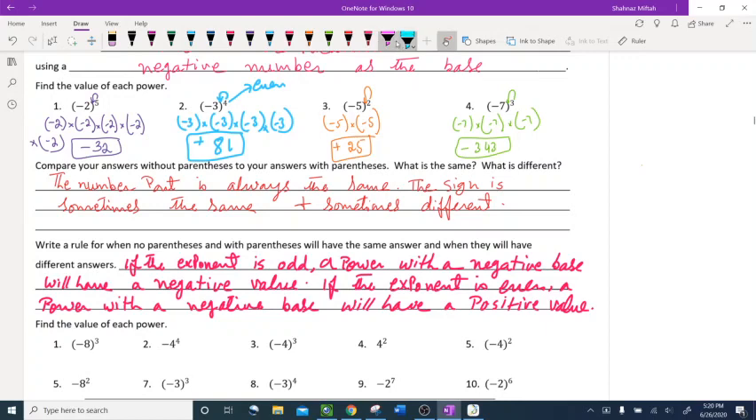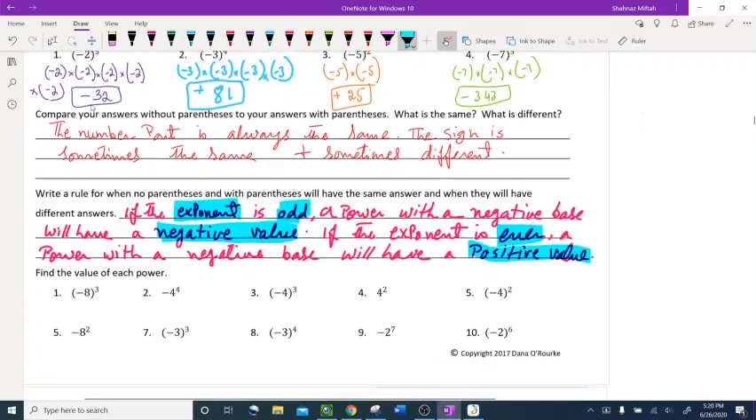Now, this is what I was just explaining to you guys. If the exponent is odd, a power with a negative base will have a negative value. If the exponent is even, a power with a negative base will have a positive value. So that's exactly what it is. This is odd, 5, and my answer is negative, since the base is negative. If it is positive, you know it doesn't change, it's going to stay as it is.